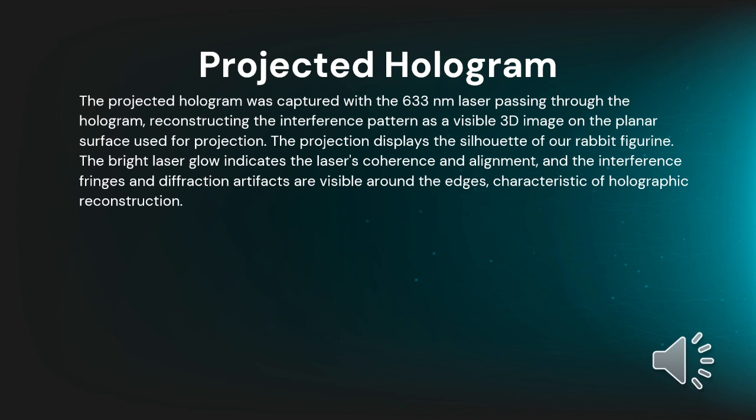The projected hologram was captured with a 633 nanometer laser, passing through and reconstructing the interference pattern as a visible 3D image on the planar surface used for projection. The projection displays a silhouette of our rabbit figurine. The bright laser glow indicates the laser's coherence and alignment, and the interference fringes and the diffraction artifacts that are visible around the edges are characteristic of a holographic reconstruction. This next slide is showing the interference pattern and the silhouette of the rabbit.